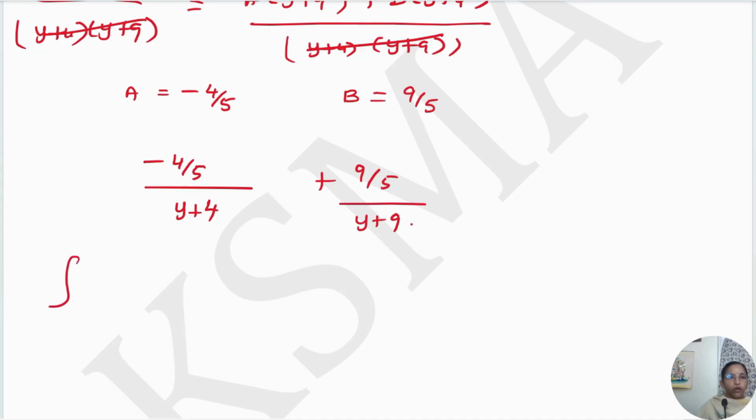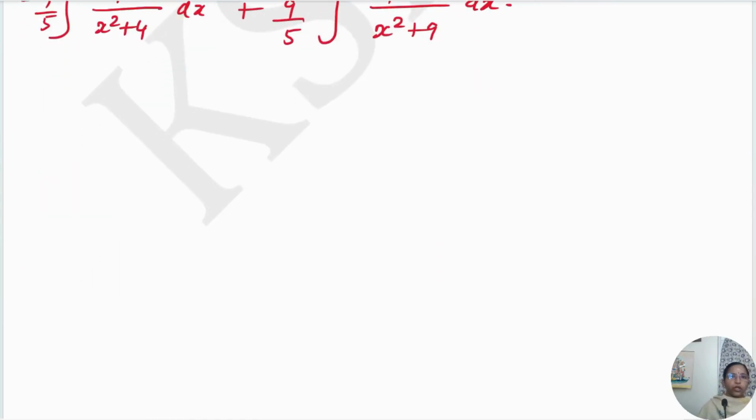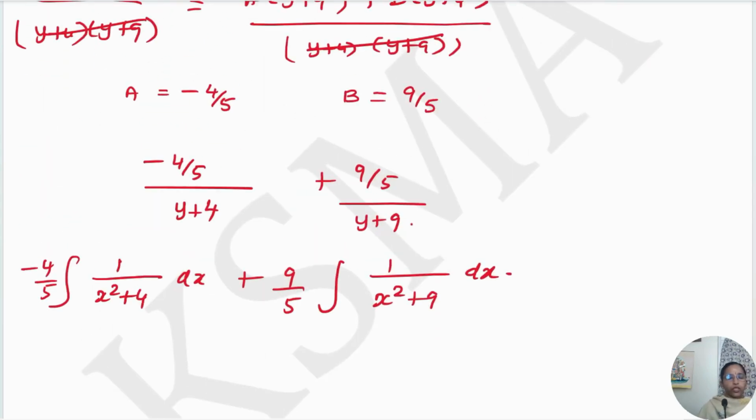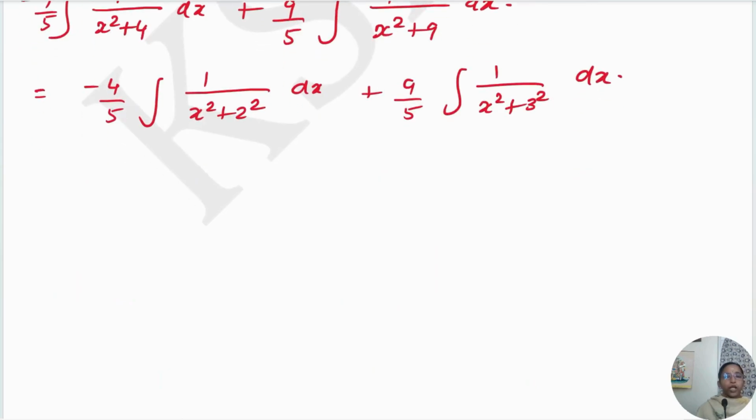So for minus 4 by 5 you can take it outside: integration of 1 divided by x square plus 4 dx plus 9 by 5 integration of 1 divided by x square plus 9 dx. Now 4 is nothing but 2 square. So minus 4 by 5 integration 1 divided by x square plus 2 square dx plus 9 by 5 integration 1 divided by x square plus 3 square dx. You can apply the formula. So here a value is 2. In this case a value is 3.